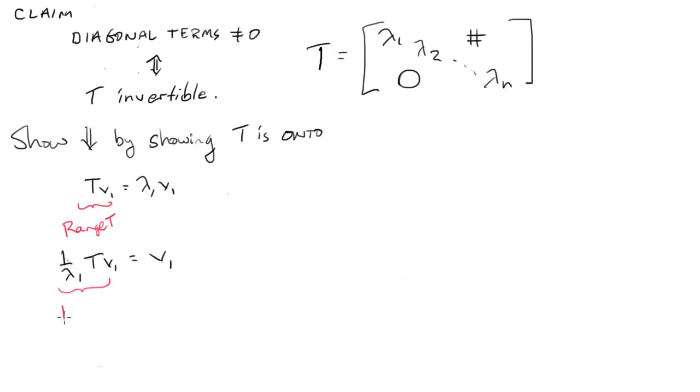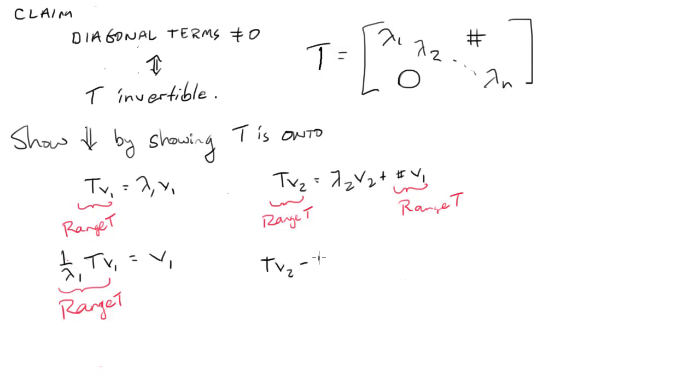Well, now we're just going to induct our way through. Well, if it's good for V1, it's good for V2. T of V2, that's a range element. We just showed that V1 is a range element. So when I put them together and divide by lambda 2, it's still a range element. Any linear combination of things stays in the space. So V2 is an element of the range.